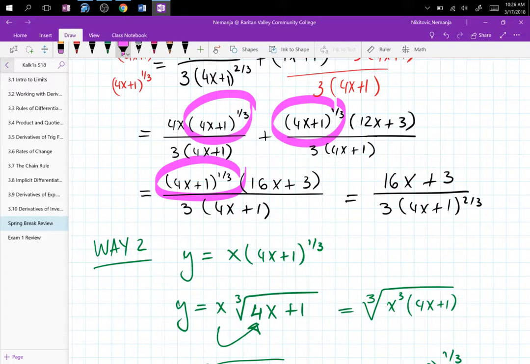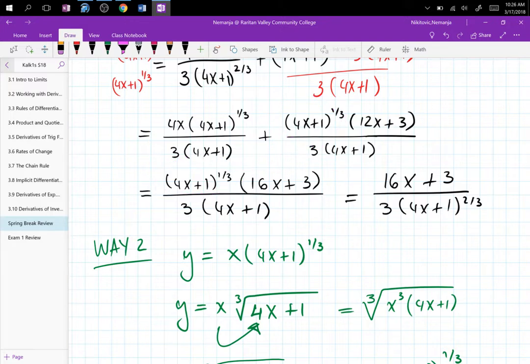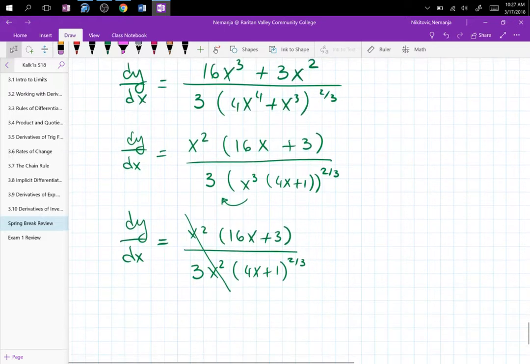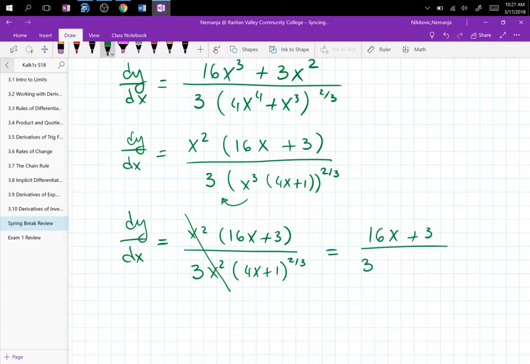And then when that was done, I combined these two guys because I have 1/3 on top and 3/3 on the bottom. So 3/3 minus 1/3 is 2/3. And we write the answer where the larger exponent is, in this case, denominator. So now you see that the black answer and the green answer are the same. Good. So we have 16x plus 3 divided by 3, 4x plus 1 to the 2/3.